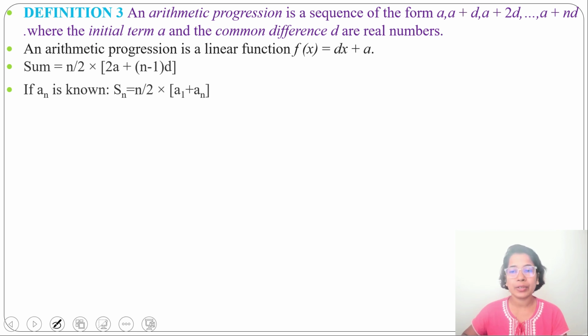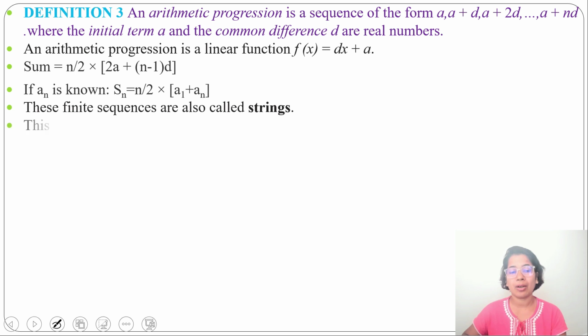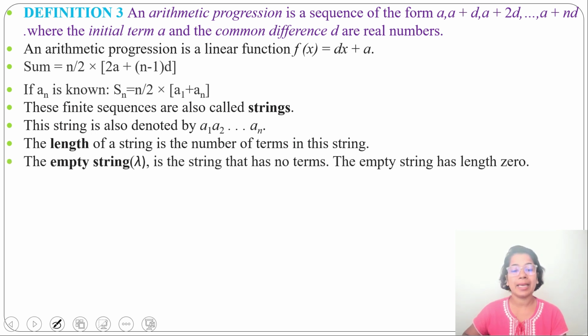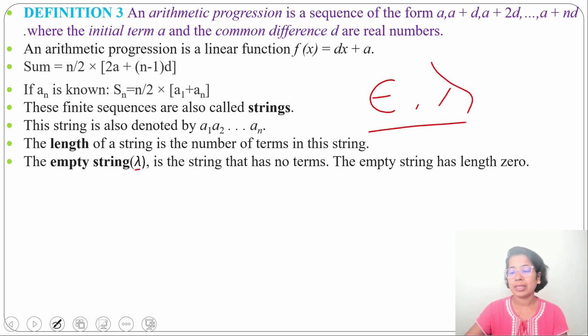A finite sequence is called a string. In TOC we use the term string a lot. So this string can be denoted as a1, a2 till an. And the length of the string is the number of terms in that string. If one string contains 0 terms, then we can say it's an empty string and its length will be 0. An empty string can be denoted by epsilon. In some books you will also see the symbol gamma. So these are the symbols for empty strings.